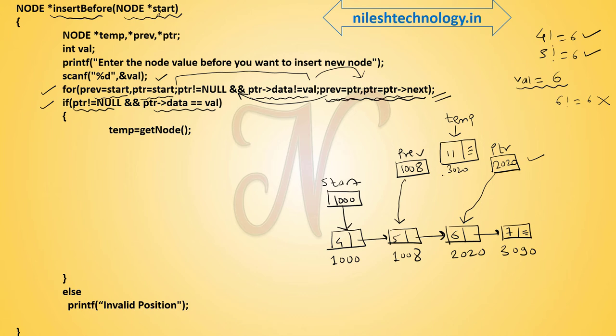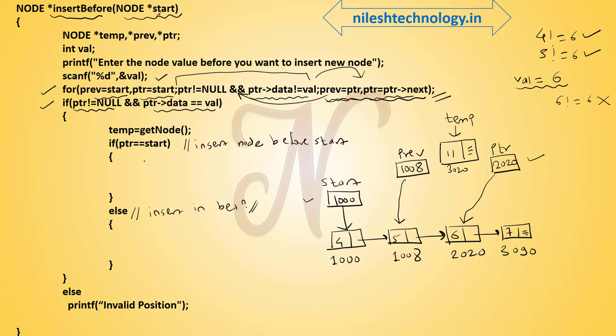Then there are again two conditions, if and else. See here ptr equal to start. Here the start address is 1000 and the ptr address is 2020. If it matches, it means insert the node before start. If it is not, then insert in between. So this is a common function, that's why we write the code for the beginning as well as in between.